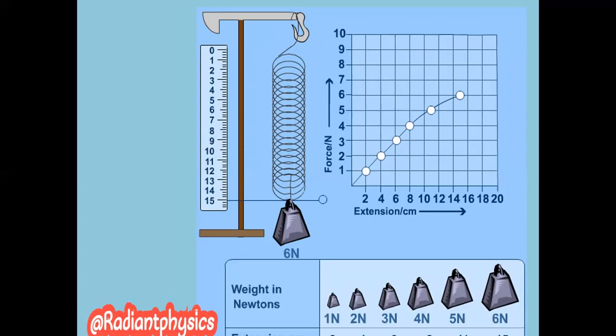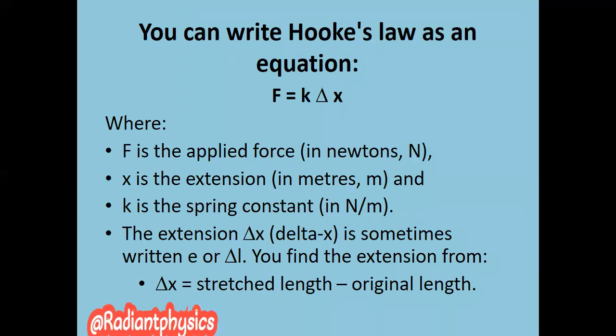Right, so let's see the equation. So we can write Hooke's law as an equation like this. The force applied is equal to K, and then we have this triangular sign, which is delta X. So we usually read this as change in X, change. Okay, so let me just explain the equation.